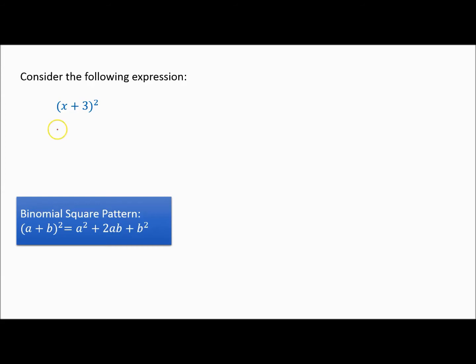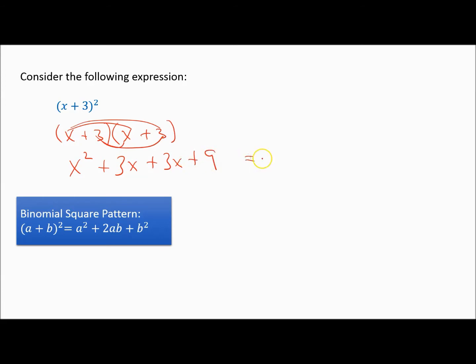You know that using your definition of exponents, that is x plus 3 times x plus 3. And we learned in the last section to multiply a binomial times a binomial, we can use the FOIL method. In other words, first, x times x is x squared. Outer, x times 3 is 3x. Inner, 3 times x is 3x. And then last, 3 times 3 is 9. And then I add like terms in the middle, and that gives me x squared plus 6x plus 9.